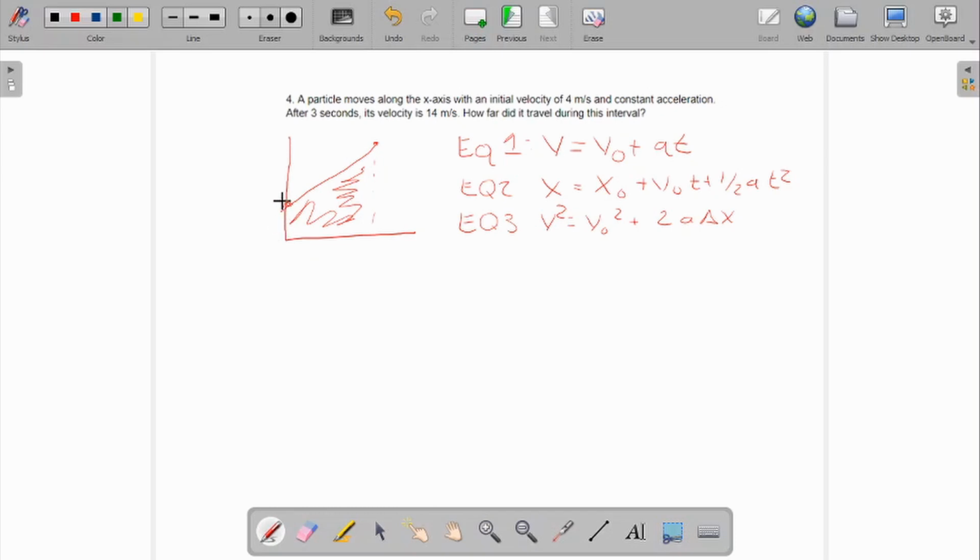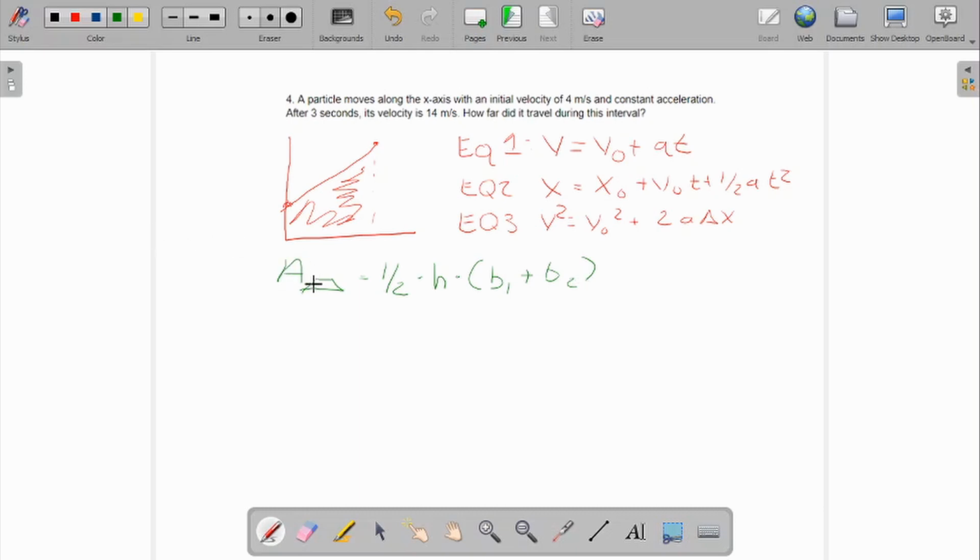Because this is a trapezoid, we can use the area of a trapezoid formula, which is 1/2 times height times base 1 plus base 2. But instead of putting in the 1/2 and all that, we're going to put in our variables.